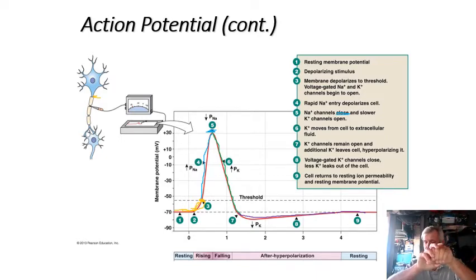Remember, this starts at the axon hillock, but we have these sodium and potassium channels all the way down the axon, so this is going to take place again and again and again. It's just going to be re-upping each time we go down, and we're going to talk about how that takes place in a moment.